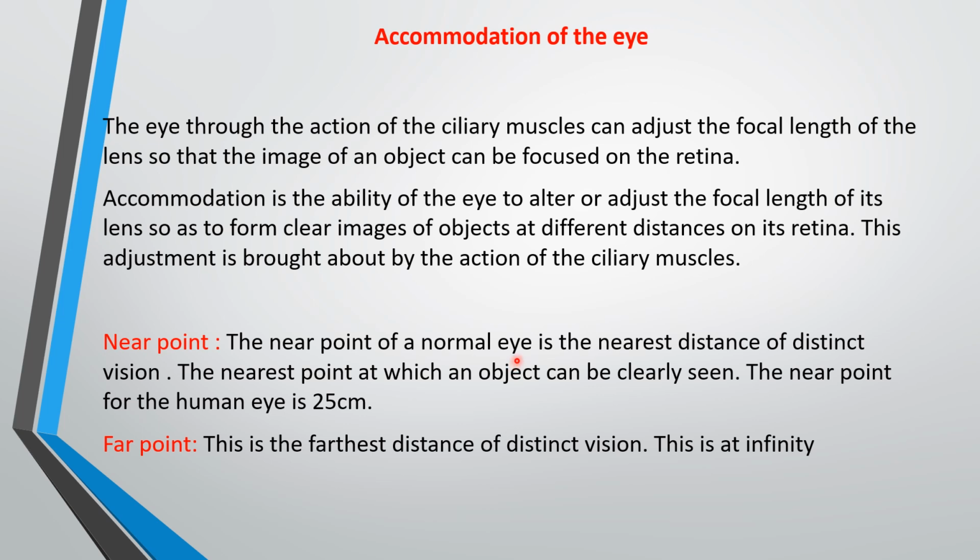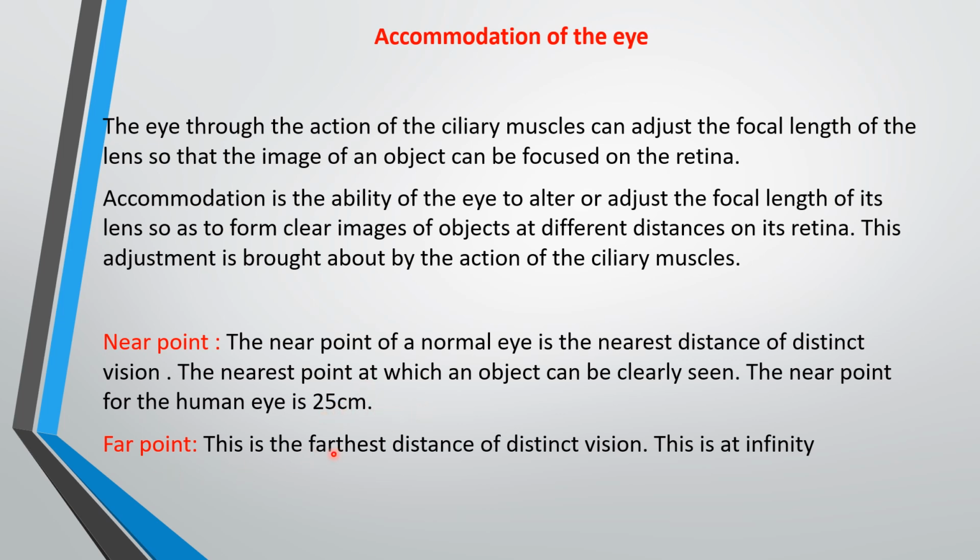If the eye cannot focus an image on the retina, then the eye has a defect, and that defect has to be corrected. Okay, so the near point of a normal eye is the nearest distance of distinct vision, the nearest point at which an object can be clearly seen, and this point is 25 centimeters. If it is getting closer, the eye will tend to shift to accommodate the image, but it will not be easy. So 25 centimeters is the nearest point.